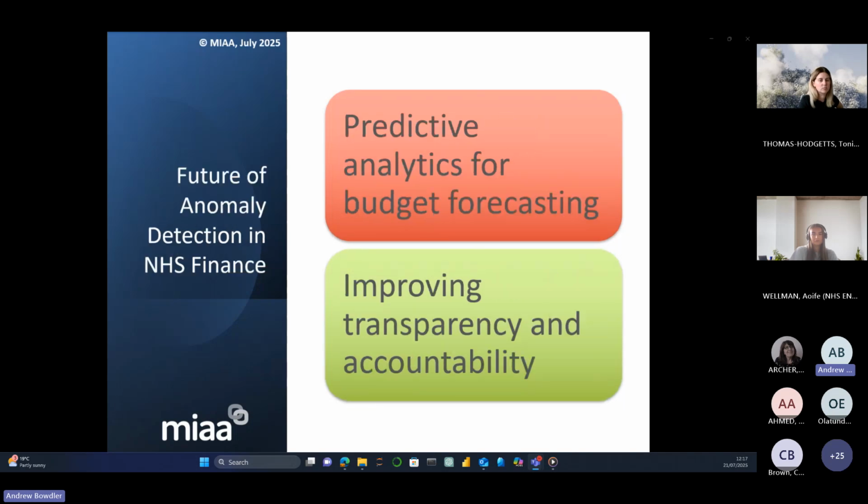Looking forward, anomaly detection has the potential to transform how we manage NHS finances. Beyond just detecting current issues, it can be used for predictive analytics, helping us forecast where costs might spiral in the future or where resource allocation could be optimized. By integrating anomaly detection into our everyday financial systems, we can improve transparency, accountability, and overall financial performance. The future is really about making data work smarter for us.